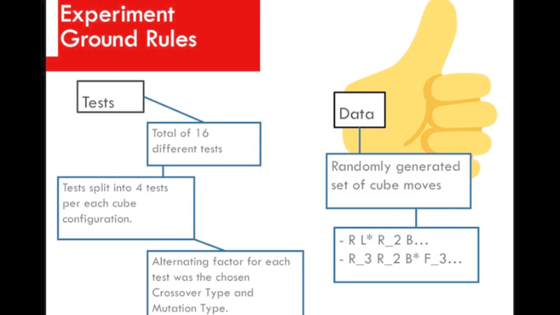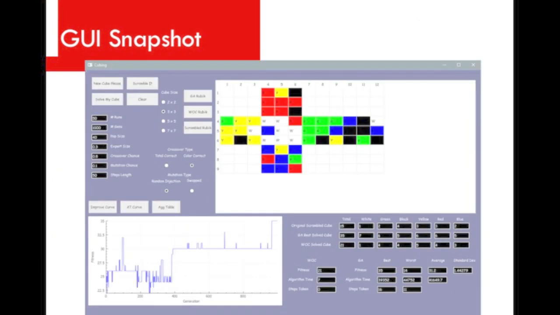As shown in the bottom right hand corner, here's an example. A right turn that's clockwise, a 90-degree left turn that's counterclockwise, a turn on the right face clockwise, and so on and so on. Here's a snapshot of the GUI that we created in Qt Creator.